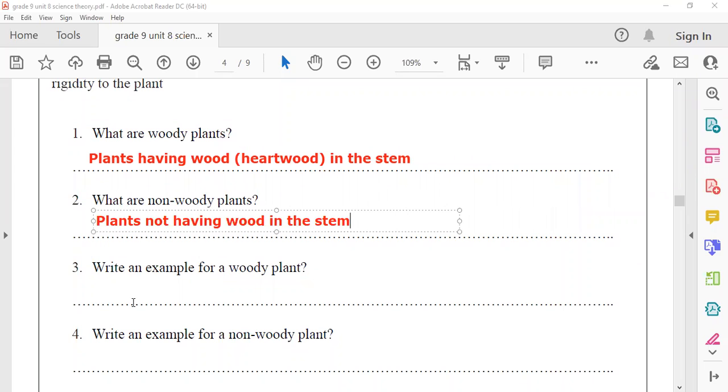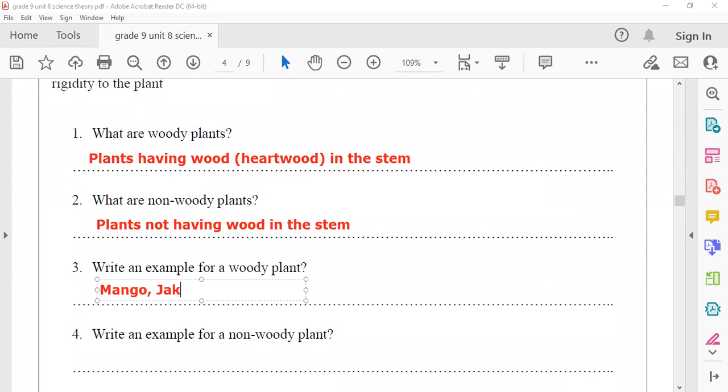Most of the plants you see around you are woody plants. For example, mango is a woody plant, jack is a woody plant, rambutan is a woody plant. They are large plants also. They are strong plants, no? You can climb on them also. Understood? Yes, sir.